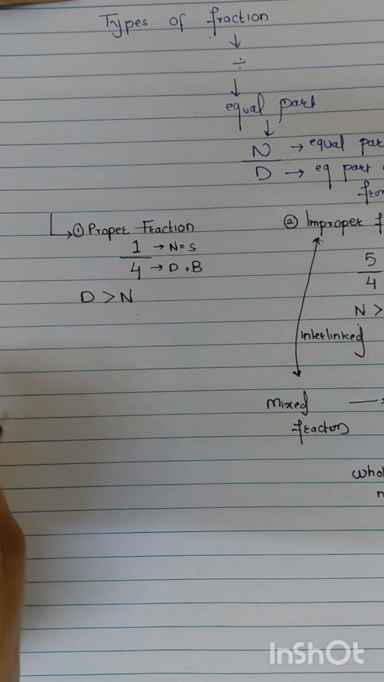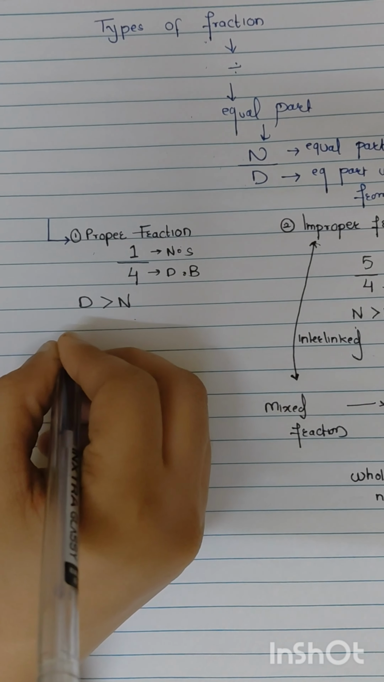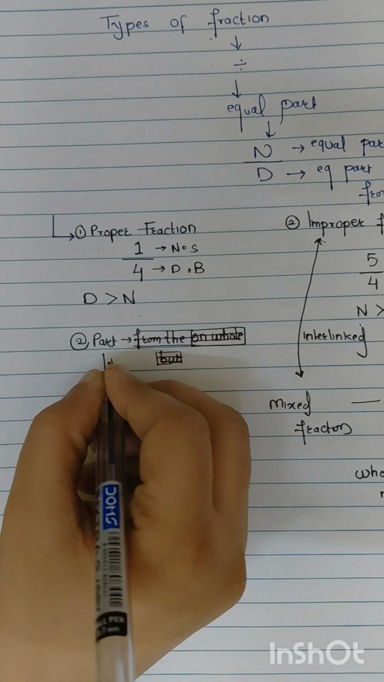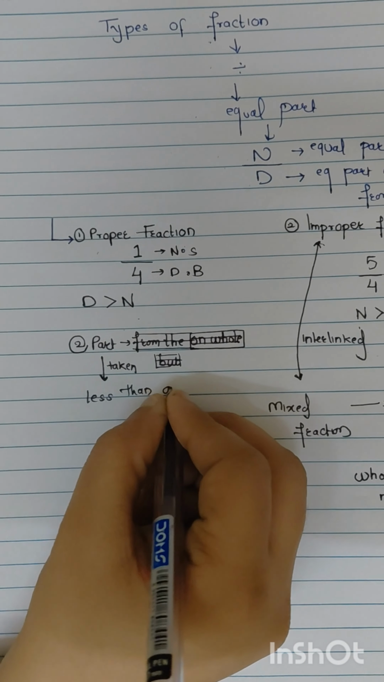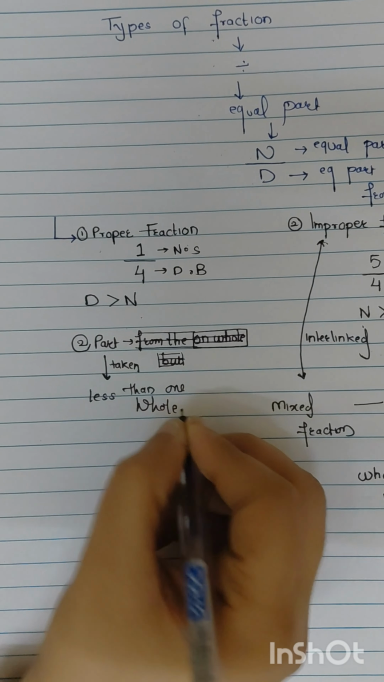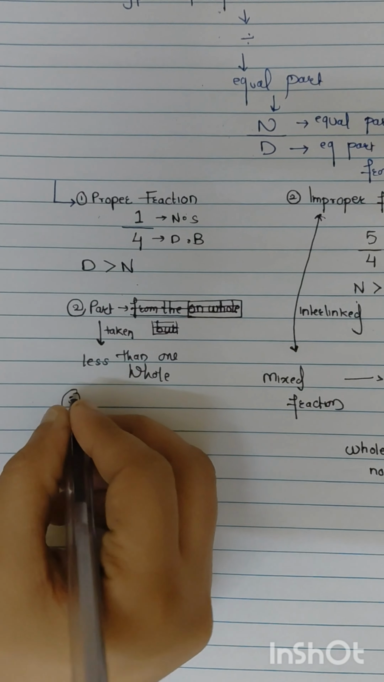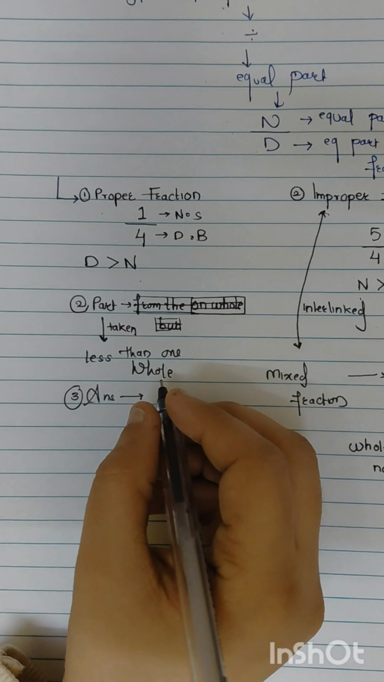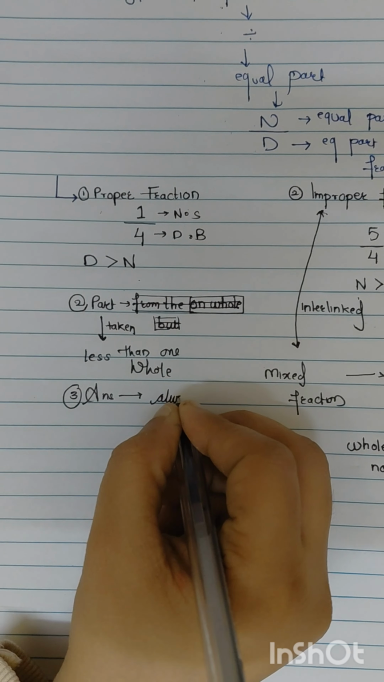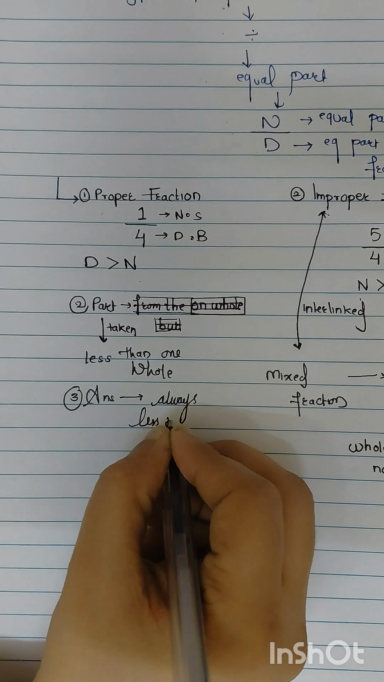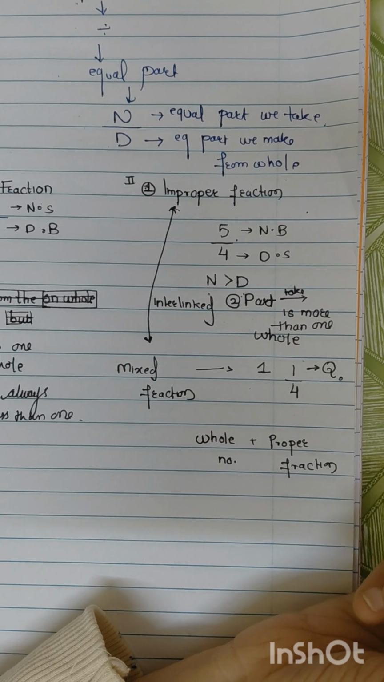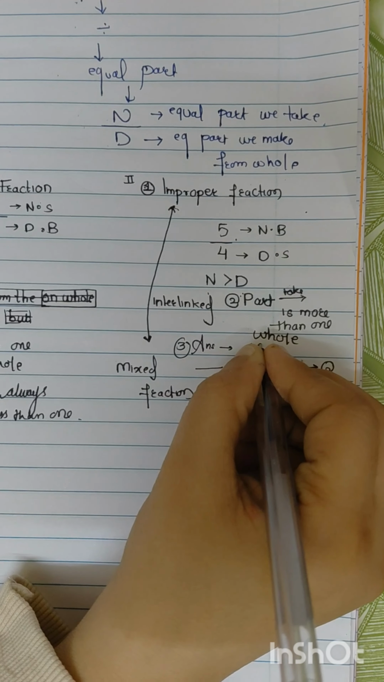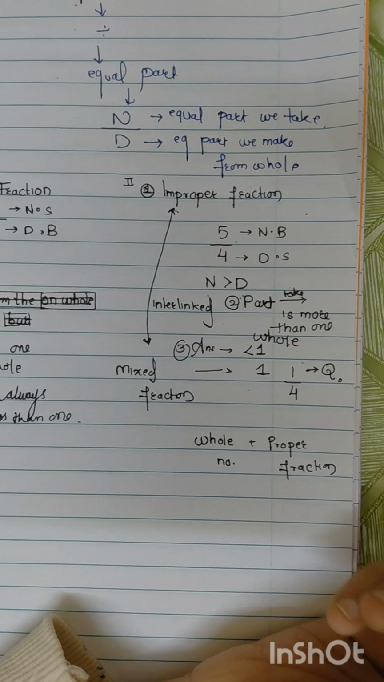The second point of all the fractions is, for the proper fraction, the part we take is less than 1 whole. Therefore, the answer of the proper fraction we get is always less than 1. In an improper fraction, the part we take is more than 1 whole and the answer is always greater than 1. Here we are done with the types of fraction.